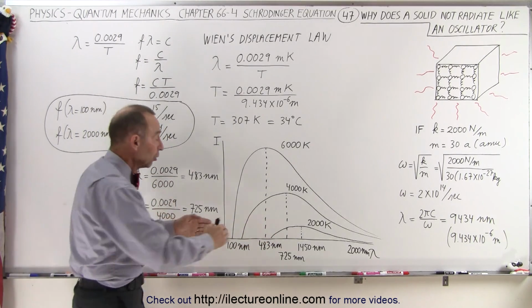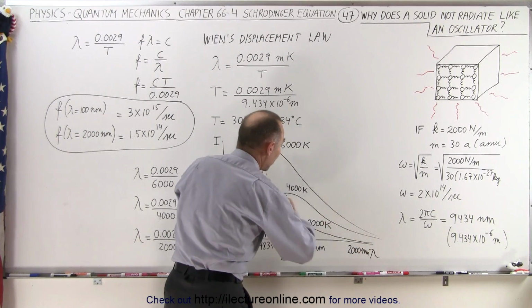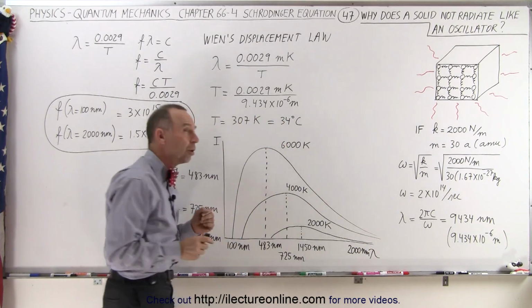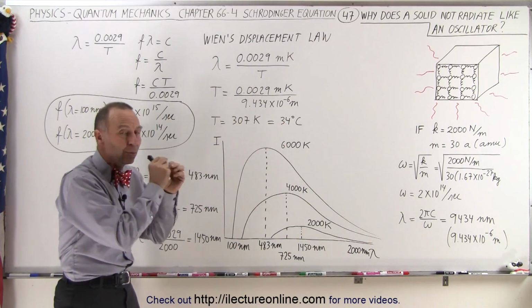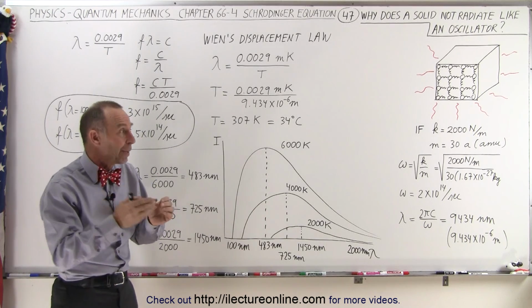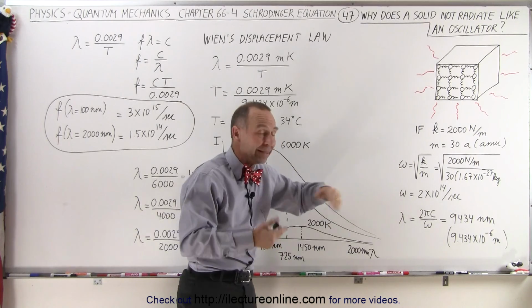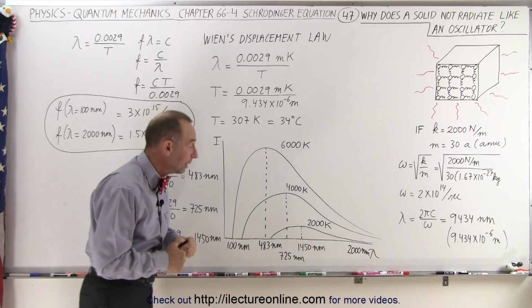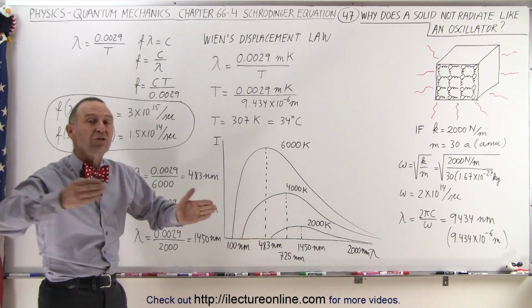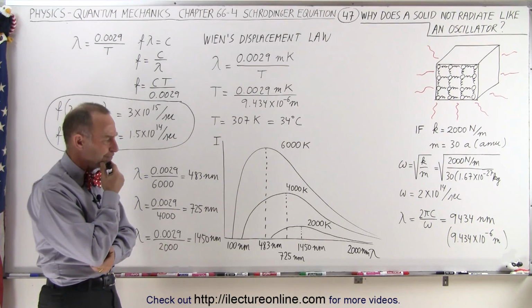In addition to that, there's a wide spread of wavelengths that we get at any particular temperature, which would indicate that the atoms within a solid not only vibrate differently than the omega that we would expect to find if we think of it as a quantum mechanic oscillator, you can also see that there's a wide spread of frequencies.